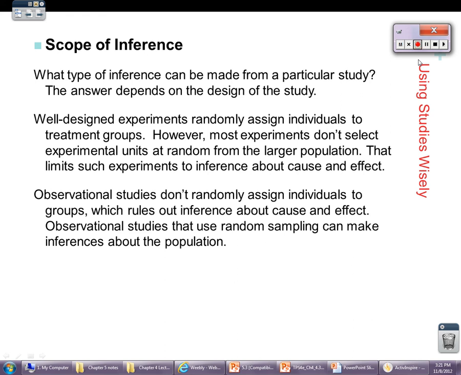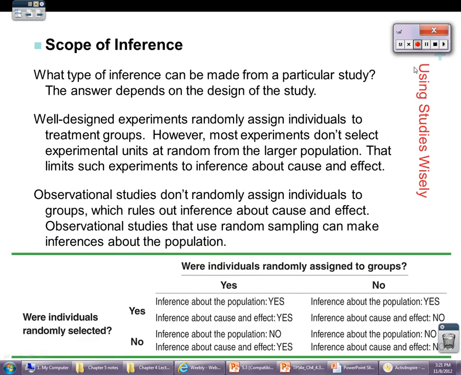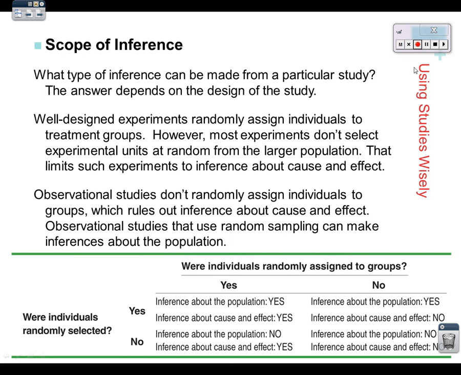Keep in mind, correlation does not imply causation. Two items might have a relationship with each other, but one might not cause the other. An experiment can point that out. The treatment can cause a change. Here are some other key bullet points: were individuals randomly assigned to groups, yes or no, and were individuals randomly selected, yes or no.